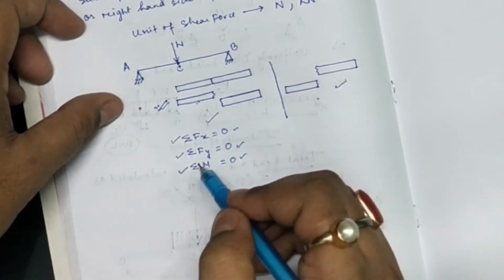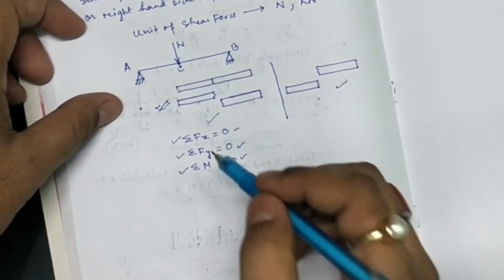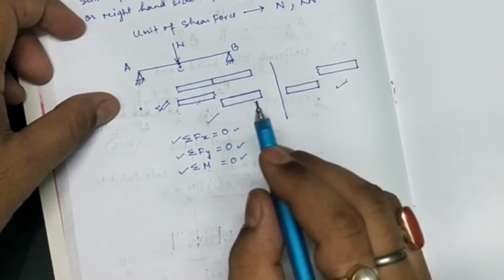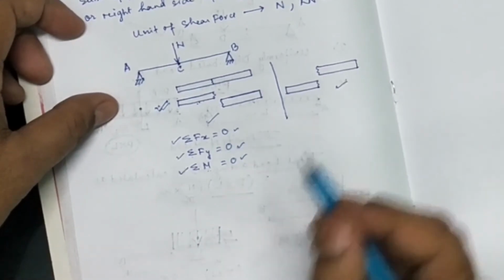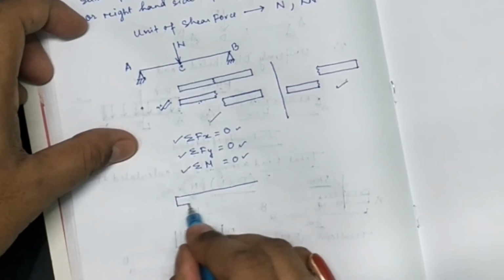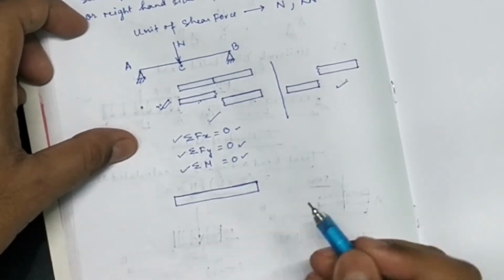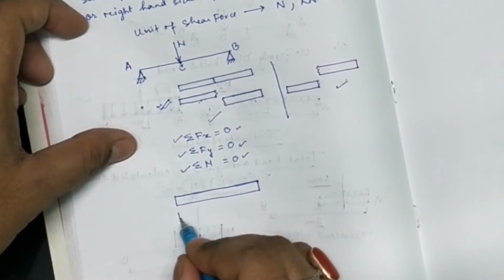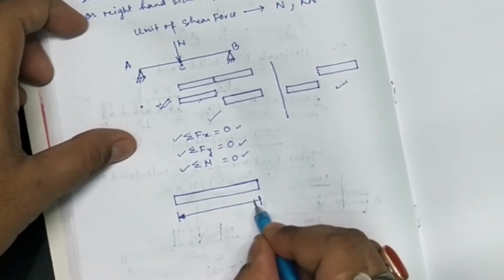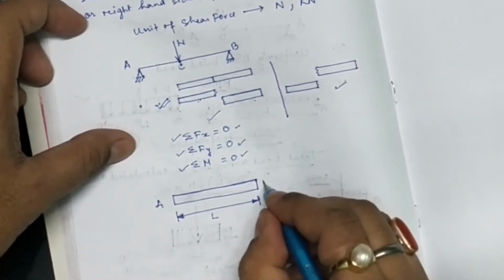And that is why if you want to calculate the shear force or bending moment for a particular beam, then we always take a section in the beam. For example, if I have a beam like this, now suppose the length of the beam is L, and the span is AB that we have considered here.